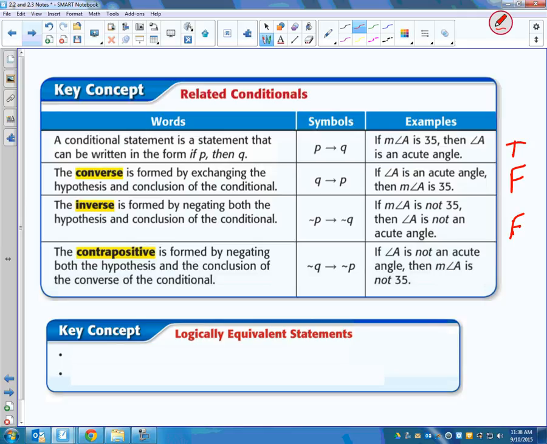What do you think about the contrapositive? Is that true? If angle A is not an acute angle, then the measure of angle A is not 35. I think that has to be true, because if it's not acute, there's no way it could be 35. If it's not acute, that means it's either right or it's obtuse. So that means it's not 35, so that's true. If it's not acute, then it's not 35. I say that's true.